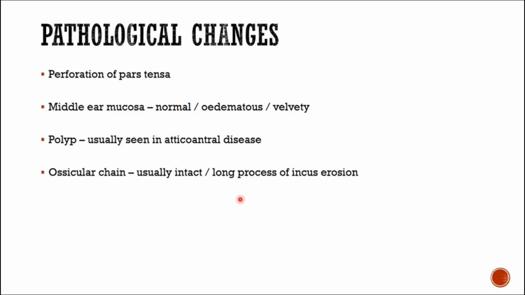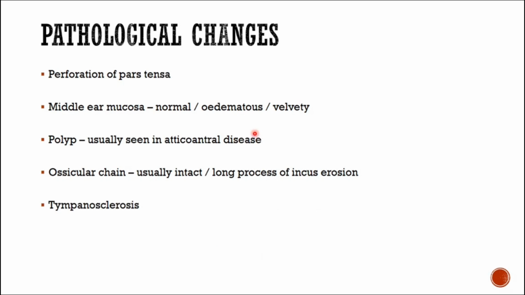Coming to the ossicular chain, in safe type of disease the ossicular chain will usually be intact. However, if the patient has recurrent bouts of infection, with active infection and inflammation, there is a copious amount of ear discharge inside the middle ear cavity, and that will lead to erosion of the ossicles. The most common ossicle involved is the long process of the incus. Because of this, there can be ossicular erosion in these patients.